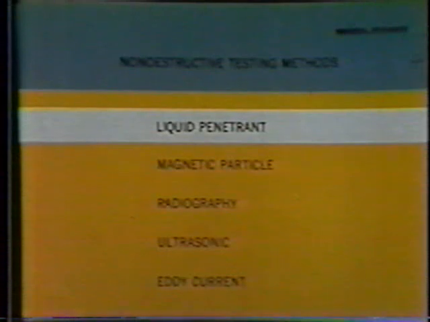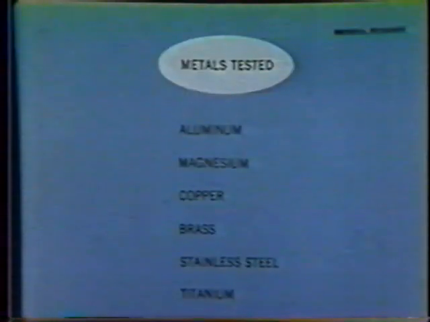Liquid penetrant testing is one of the basic non-destructive testing methods. It detects surface cracks, porosity, and through leaks in such metals as aluminum, magnesium, copper, brass, stainless steel, and titanium, as well as most alloys. Other materials can be tested, including ceramics, plastic, and glass.